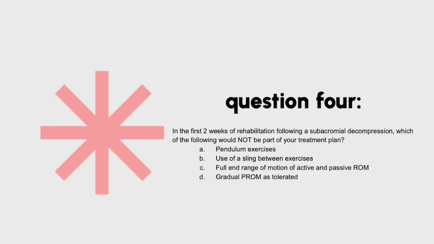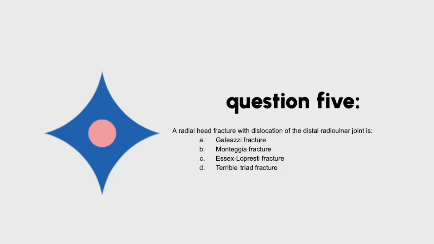Question 4, correct answer is C, full end range of motion of active and passive. In the first 2 weeks post-op, you would want to start with active assistive range of motion and then progress to full active range of motion somewhere between 2 to 6 weeks, dependent on the surgeon preference and the patient. But generally those first 2 weeks, you're probably not going to be doing full end range of motion.